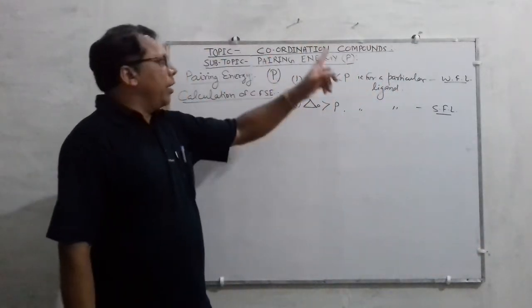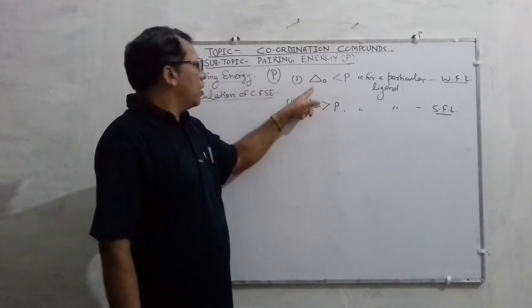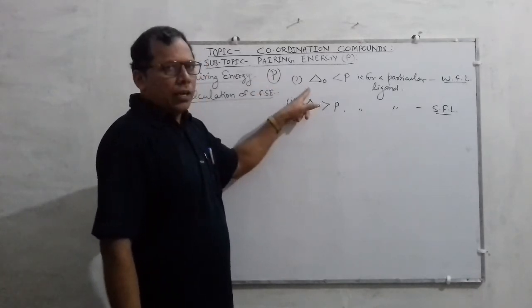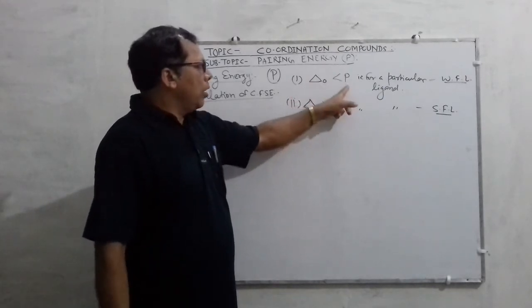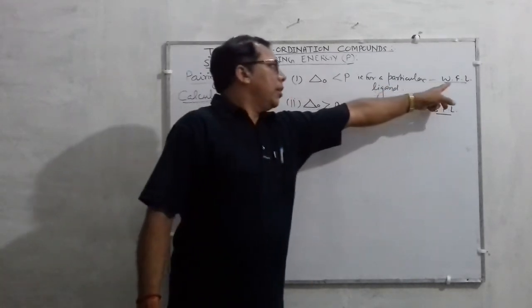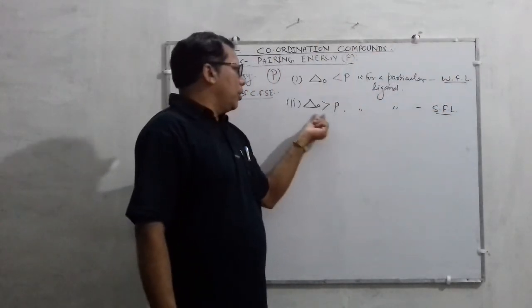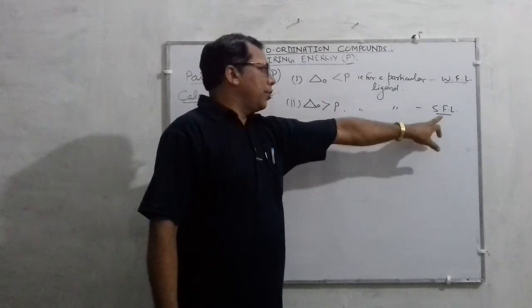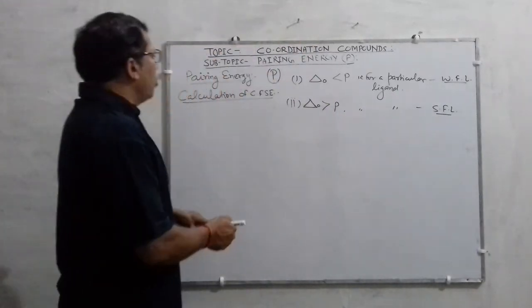So keeping that point in knowledge, you have to make the concept clear. If the value of del 0 is less than P, the ligand is said to be of weak field. If the value of del 0 is greater than P, the ligand is said to be of strong field ligand.